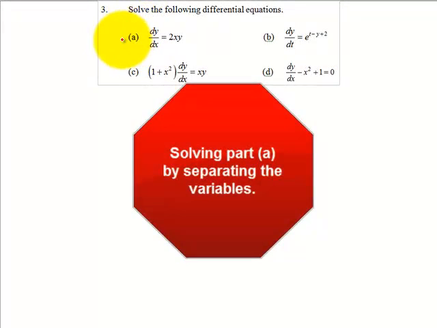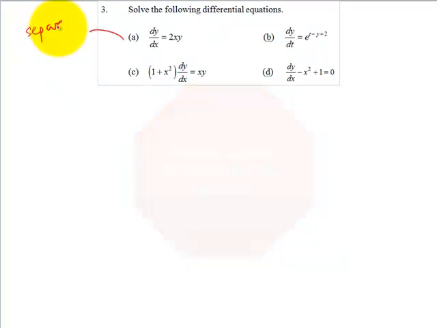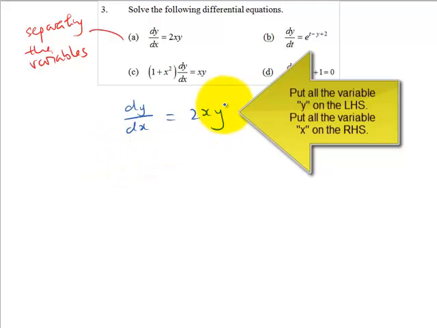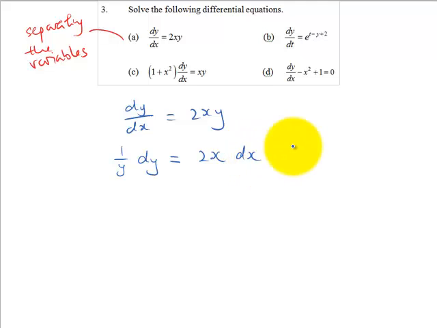To solve for A, I'm going to be separating the variables. If you see the variables, you have a variable y here, variable y here. So I'm going to put them all on one side, maybe the left hand side. If I move y over, I have 1 over y, and dy remains. Now I'm going to put all the variable x on the right hand side. So 2x remains on the right hand side, and dx moves over to the right hand side. So now I just have to integrate both sides.